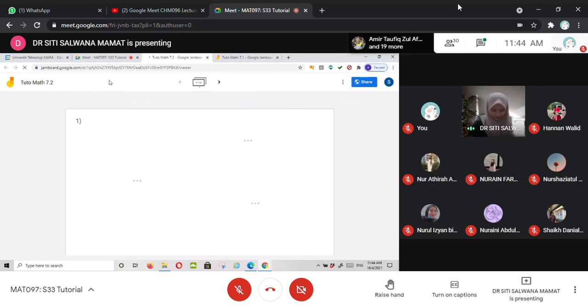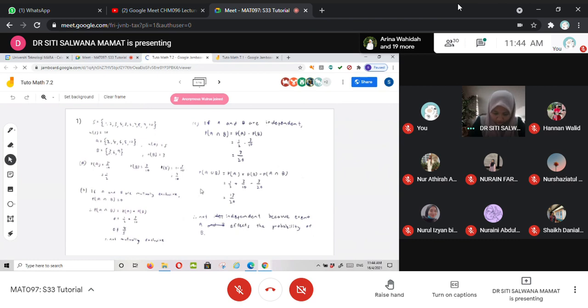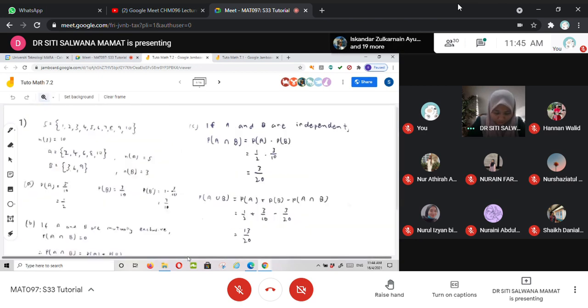Then kita ada 7.2. So yang ni kita buat je lah, sampai berapa soalan yang boleh buat. Dan nanti kalau tak sempat, okay, each group you submit je lah ke I. Nanti kita share dalam drive dia punya solution. Okay. 7.2. Okay, yang ni.